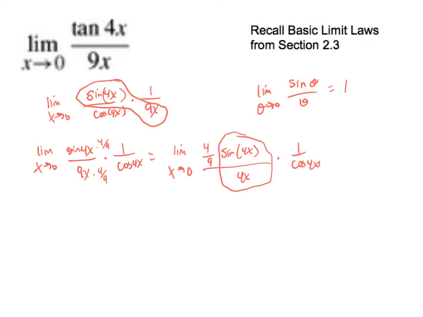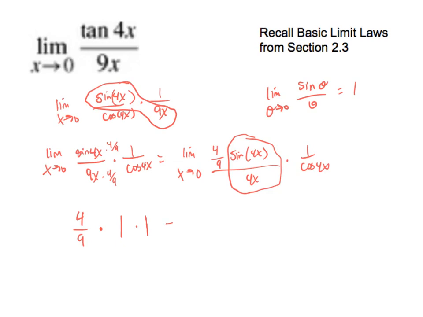All right, so now we've got our theorem. We have an extra 4/9. That's just a constant coefficient. Sine of 4x over 4x as the limit goes to 0 is going to be 1. And 1 over cosine of 4x, if we evaluate that directly, cosine at 0 is 1, so that's equal to 1. So our answer is 4/9.